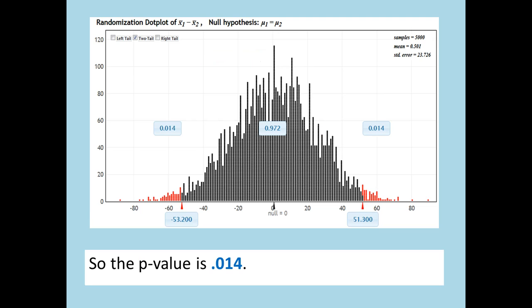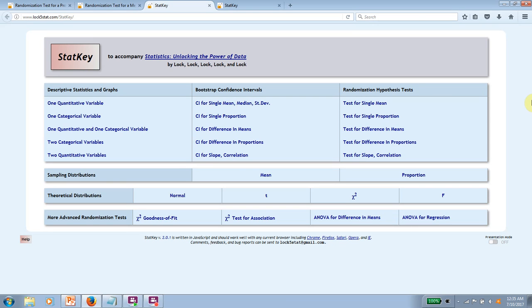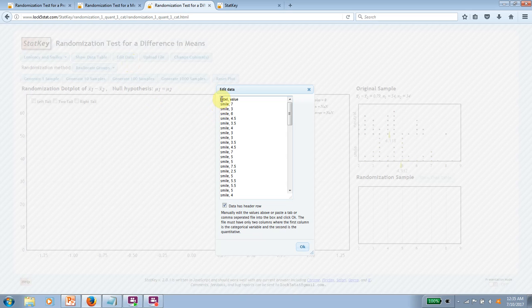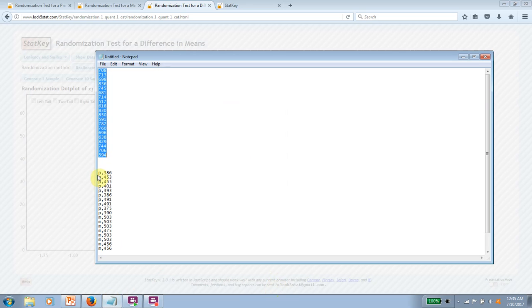I intentionally put the 2-tail randomization dot plot in the notes just to point out that if you did select 2-tail by accident, you could still get the right answer. You just have to ignore the right tail. The only thing that we want is the left tail bounded by negative 53.2, so the correct p-value here would be 0.014. Generating this in StatKey, this should be a test for the difference of means. Then we need to get our data in here. So I'll have to dump the preloaded data as usual. And I've got it in this text file where I used P's and M's for Phoenix and Mesa.